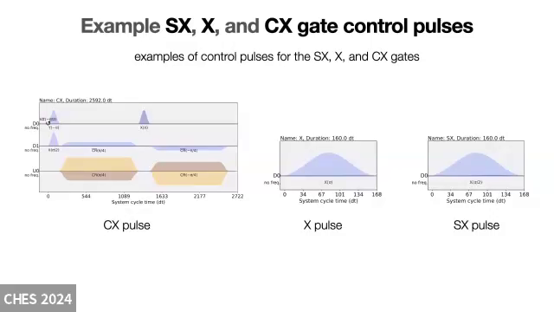The figure shows example control pulses for the SX, X, and CX gates. You can see the frequency and phase together characterize a pulse. The duration indicates how long the pulse is, the amplitude indicates how strong the pulse is, and other parameters determine the pulse's structure, such as which channels they are sent. All native gates on IBM Quantum have predetermined pulses.